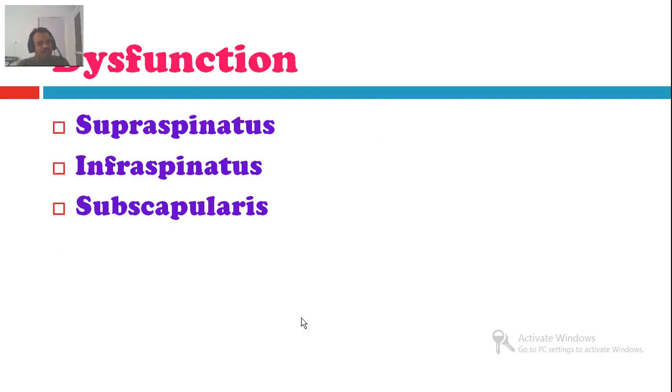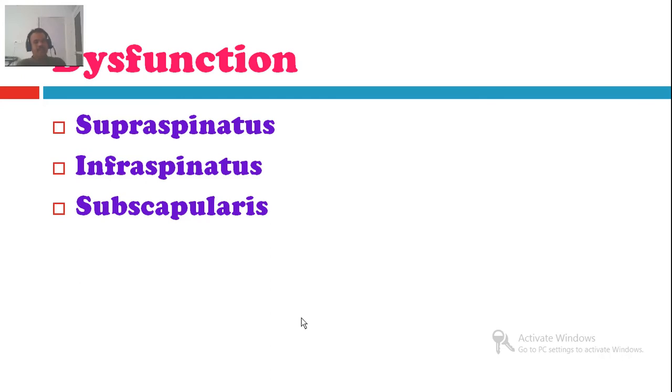Now there are 3 dysfunctions as far as rotator cuff is concerned at the shoulder. We call it as supraspinatus dysfunction, infraspinatus dysfunction, and subscapular dysfunction. When your patient has got supraspinatus dysfunction, your patient's complaint is pain, otherwise stiffness on active abduction. If your patient has got dysfunction of infraspinatus, then patient complains difficulty in reaching to the opposite scapula.